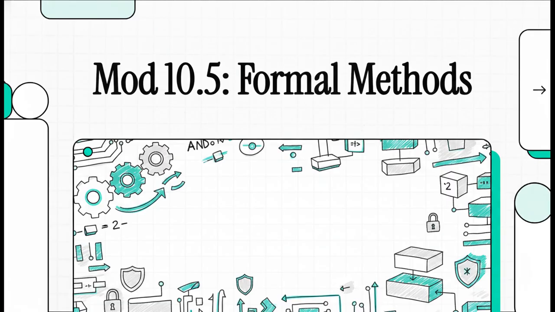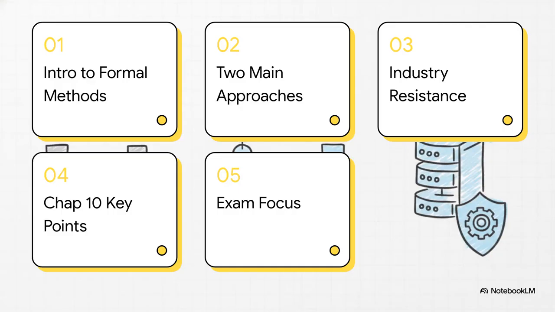Today, we're zeroing in on Chapter 10, specifically Section 10.5, which is all about formal methods and system dependability. We'll also be comprehensively wrapping up the Chapter 10 key points. So if you're gearing up for your upcoming assessments, you are exactly in the right place. We're going to break this material down step by step to make sure you have a really solid practical understanding of these crucial concepts. Okay, let's dive into this.